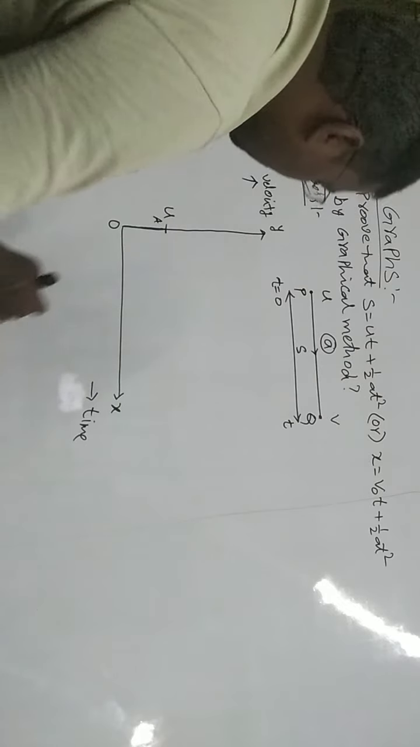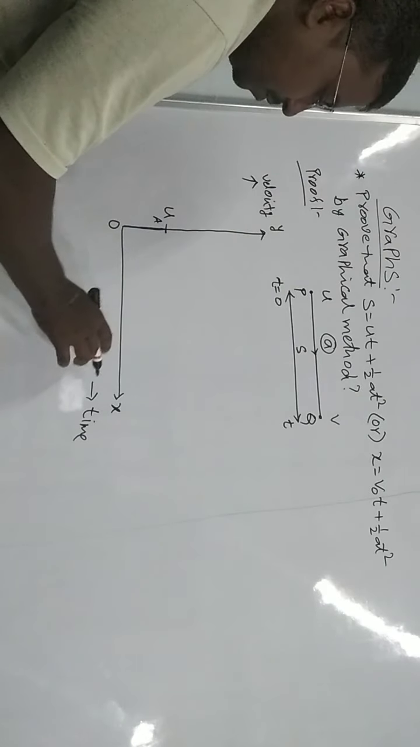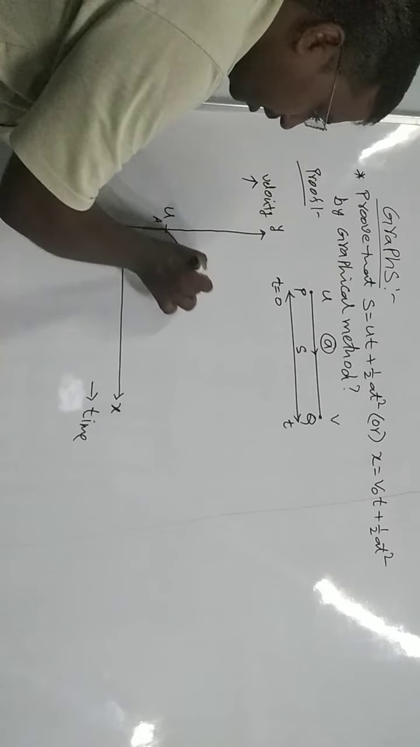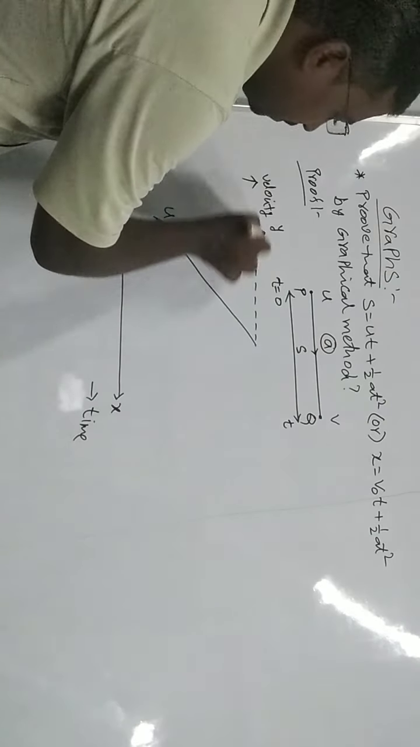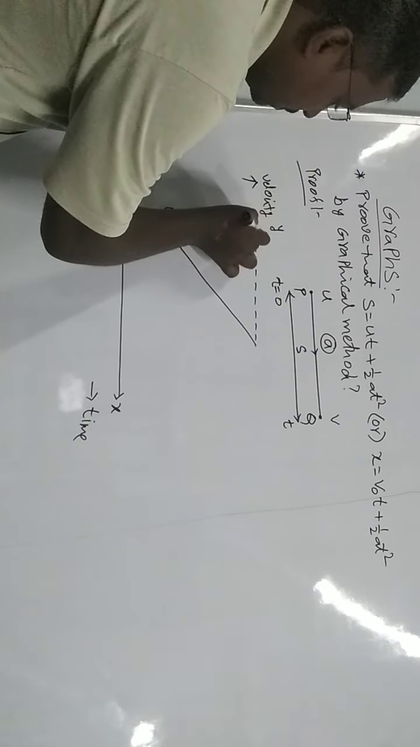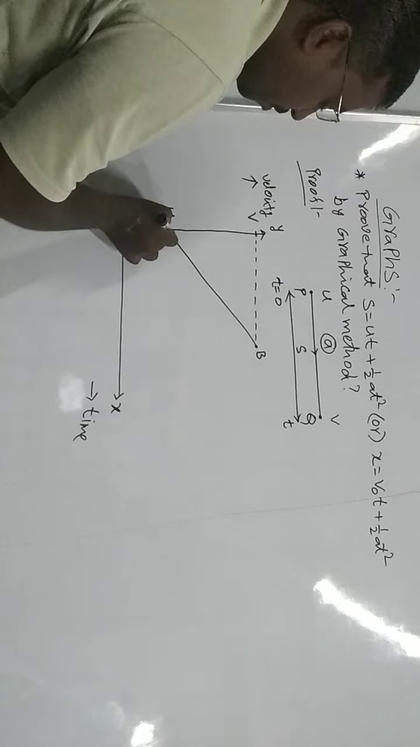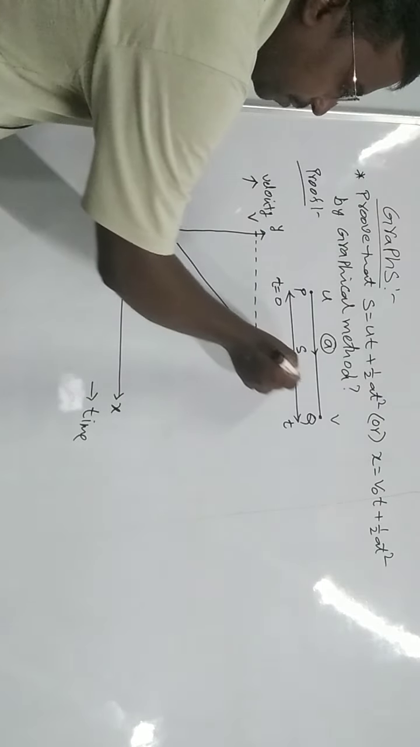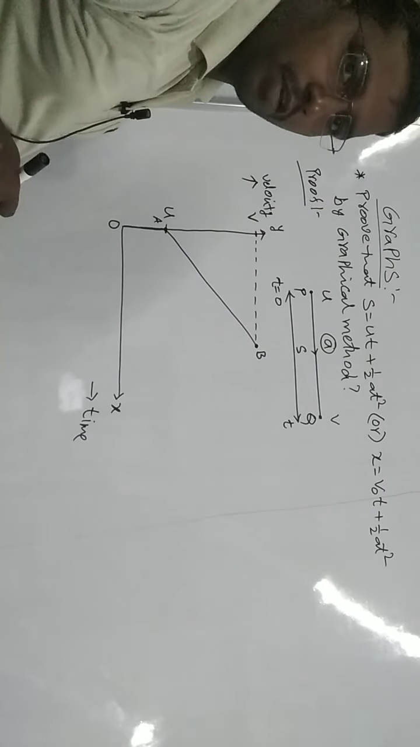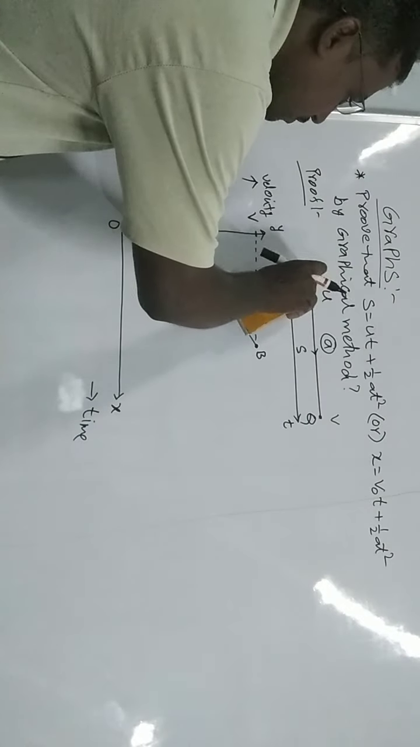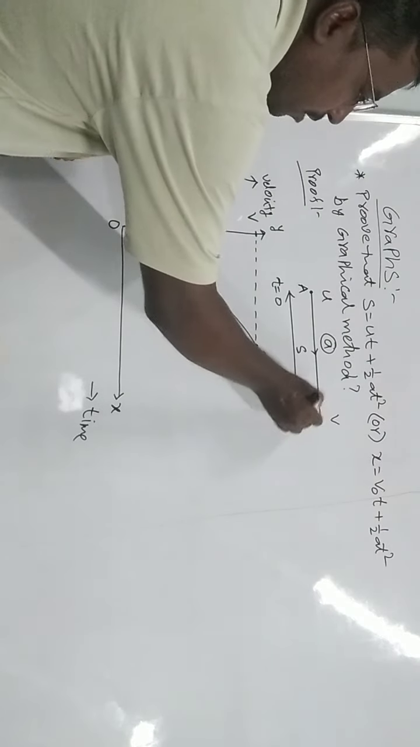Now, the object moves with uniform acceleration. That means the velocity-time graph gives a straight line, and its final velocity becomes v. This is v, so this is point B. This is point A, and this is point B, and point B is nothing but Q, and point A is nothing but P. So PQ is also right, AB.